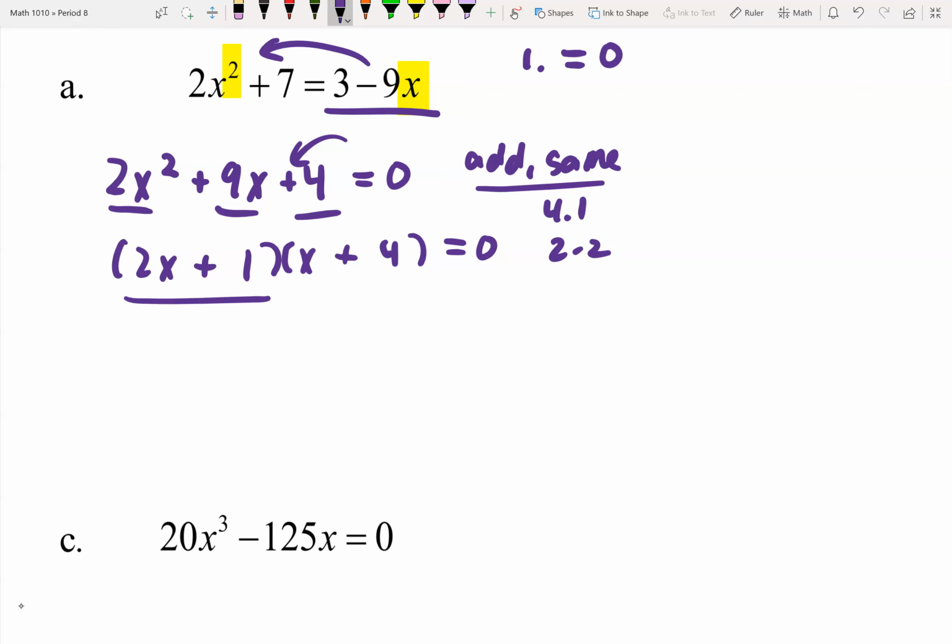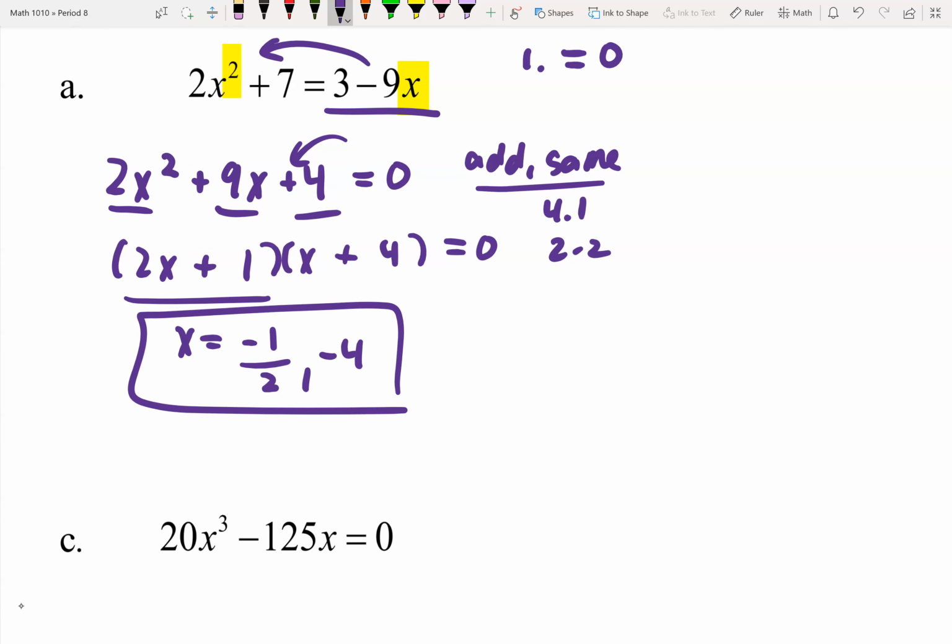Some people will take that 2x minus 1 and they say, yay, that gives me a solution of negative 1. Is that correct? No. What is it? 1. Negative 1 divide by 2, right? And this is a negative 4, and we're good.